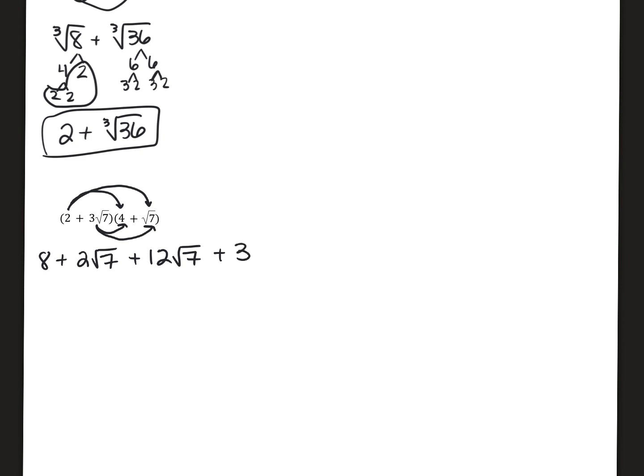So remember, when we multiply a radical by itself, so we have square root 7 times square root 7, that's square root 7 squared. And when we square a square root, they cancel. So it's just going to be 3 times 7.